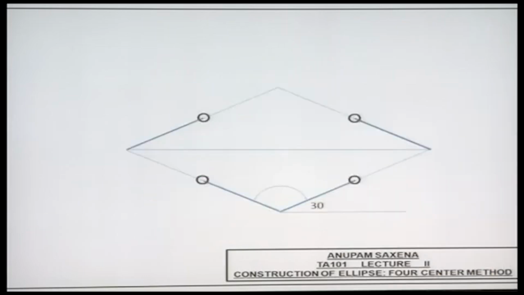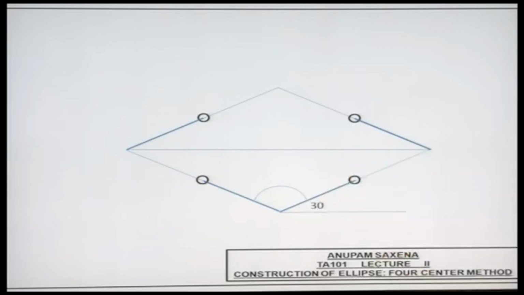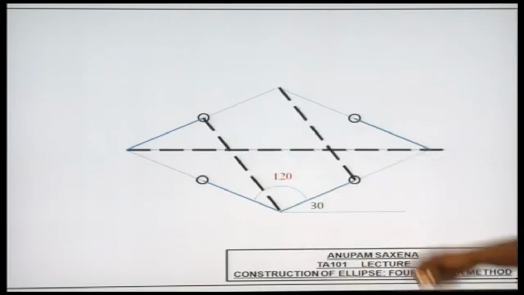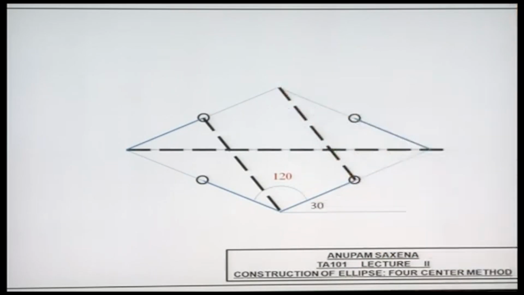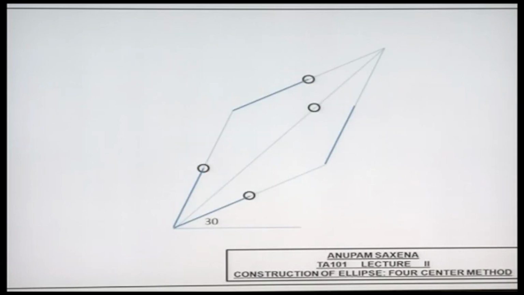Now this edge of the rhombus is at 30 degrees to the horizontal. This is 120 degrees. Same thing, draw the longest diagonal first. From here join the midpoint, and from here join the midpoint. You'll get the centers as C1, C2, C3, C4. You know the construction. You can go ahead and construct this approximate ellipse, not a problem.